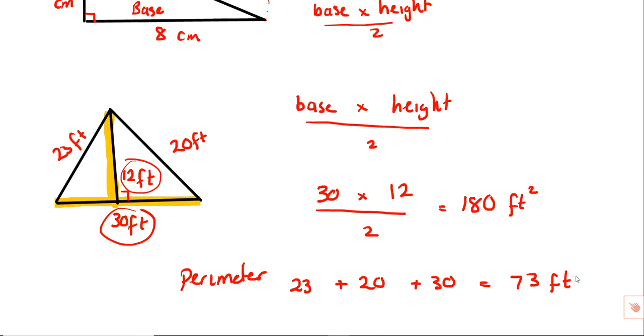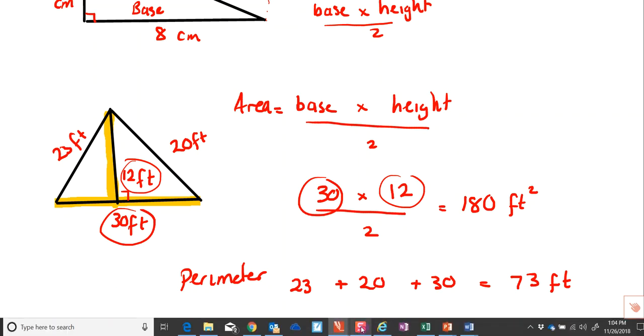Now, do you notice, guys, that in both of those, it doesn't use all the numbers? The 23 and the 20 are irrelevant for the area, so we only use the 12 and the 30, but for perimeter, the 12 is irrelevant because it's not one of the sides. So there is information that we don't need to use. Don't try and cram it all into one question. Have a go at doing those triangles. Should be able to rattle through quite quickly.